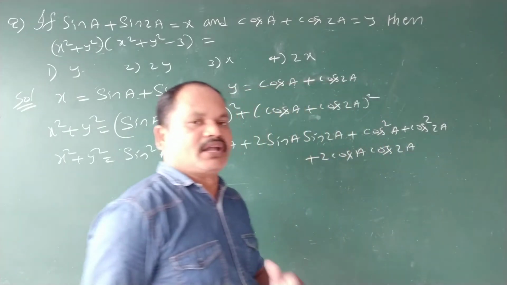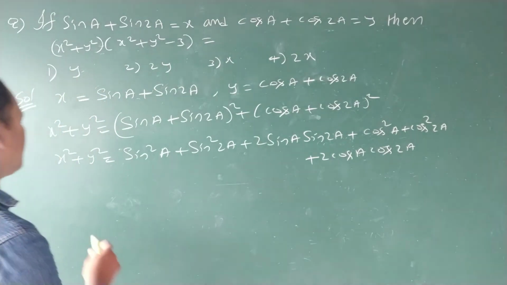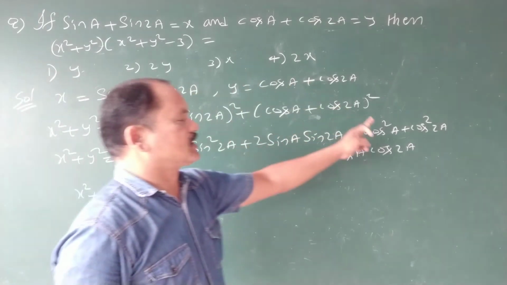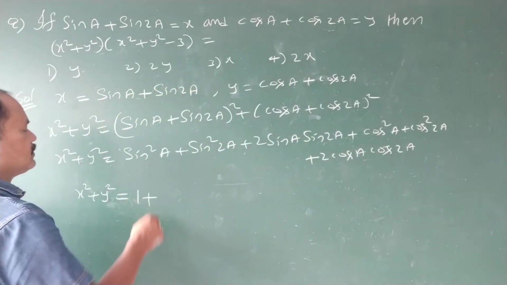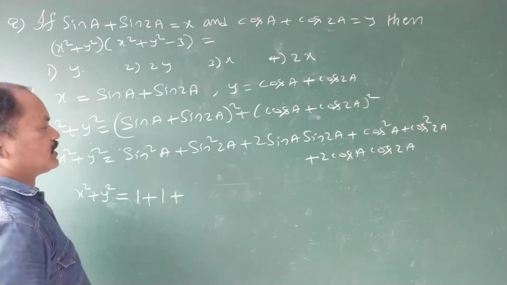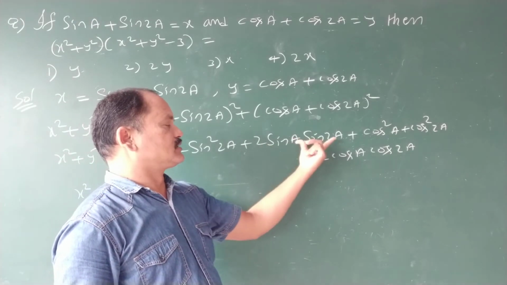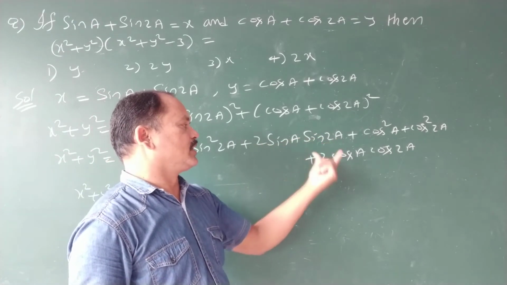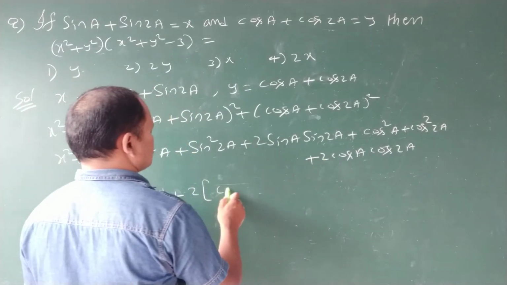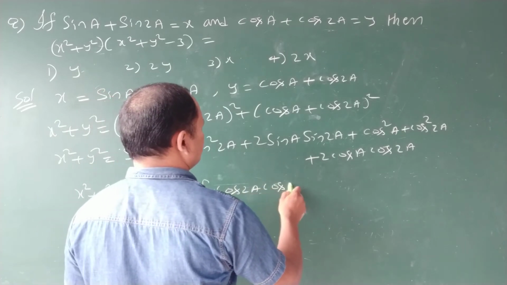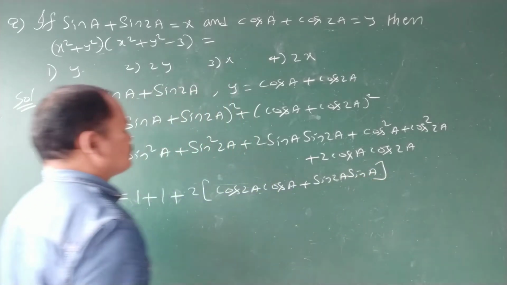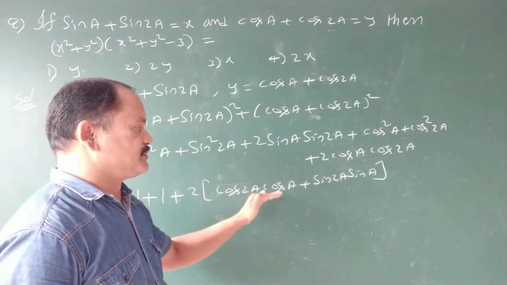So according to the a plus b whole square formula, x square plus y square is equal to, observe, sin square a plus cos square a, that is 1, plus sin square 2a plus cos square 2a, that is 1, plus the remaining 2 sin a sin 2a plus 2 cos a cos 2a. Take 2 common from that, then it is cos 2a cos a plus sin 2a sin a. Have you understood? Now this is in the form of cos a cos b plus sin a sin b.